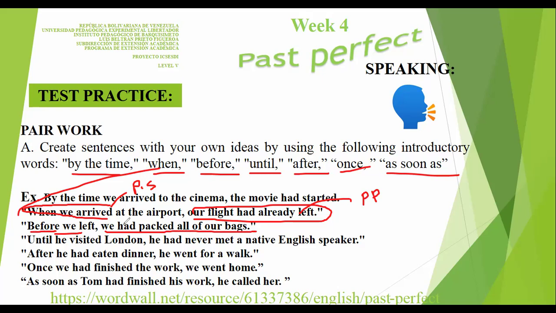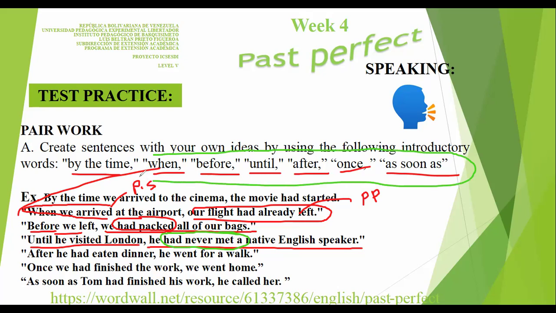How do I know this one is first? Because I'm using the past perfect. You see? Until he visited London, he had never met a native English speaker. He had never met a native English speaker is what happened first. How do we know? Because we are using the past perfect. Okay? The other action has to be in past tense. So in this way, we can use these introductory words.